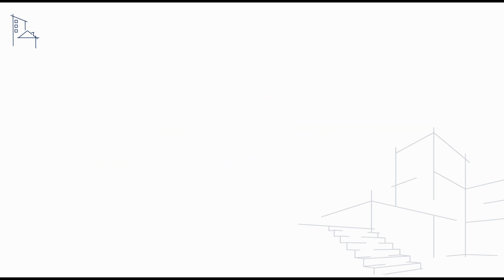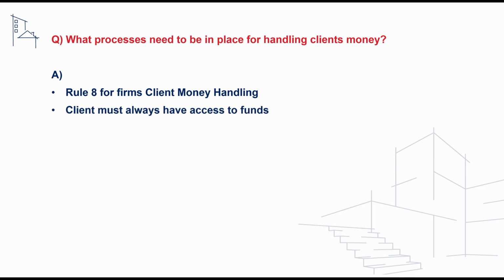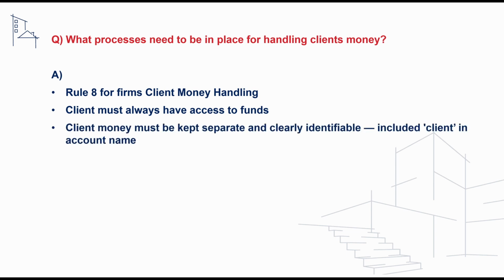The next question we'll take a look at is what processes need to be in place for handling clients' money. And to address this, we could firstly reference rule number 8 of the RICS Rules of Conduct for Firms, which relate to client money handling. We need to be sure that clients always have access to funds and that clients' money must be kept within a separate bank account which is clearly identifiable and includes client within the account name.